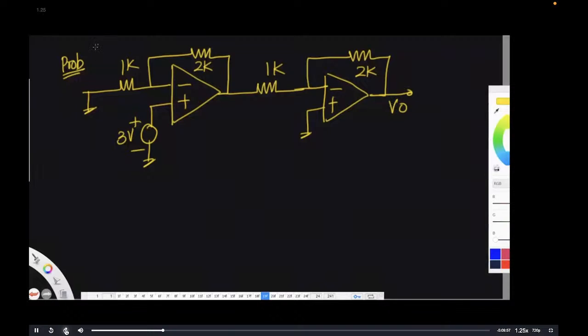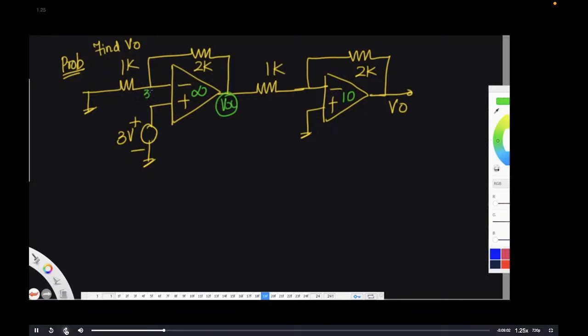So find V naught. Suppose this gain is infinite and this gain is 10. The gain here is infinite and the gain here is 10. So now you understand the difference between virtual ground and this. You can take some node Vx here. For this circuit, you can apply virtual ground, but for this circuit, you cannot apply virtual ground because the gain is less. So let us solve this circuit, right?